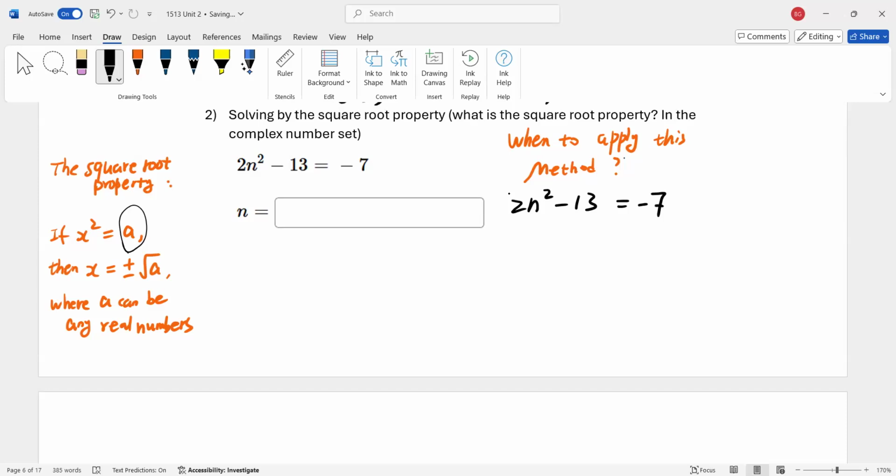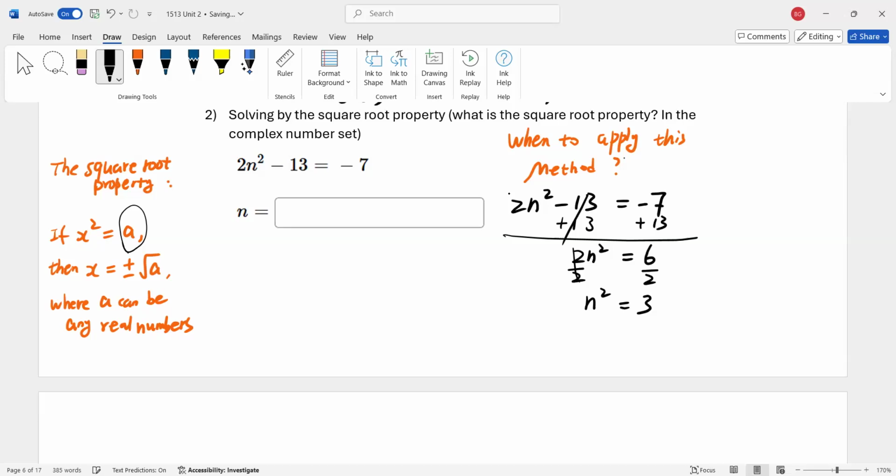So let's do that by adding 13 first and cancel. So we have 2n squared equals 6, right? Wait, adding 13 to 97 gives 110, so 2n squared equals 110. And then divide by 2, cancel. We have n squared equals 3, right? Yeah, n squared equals 3.